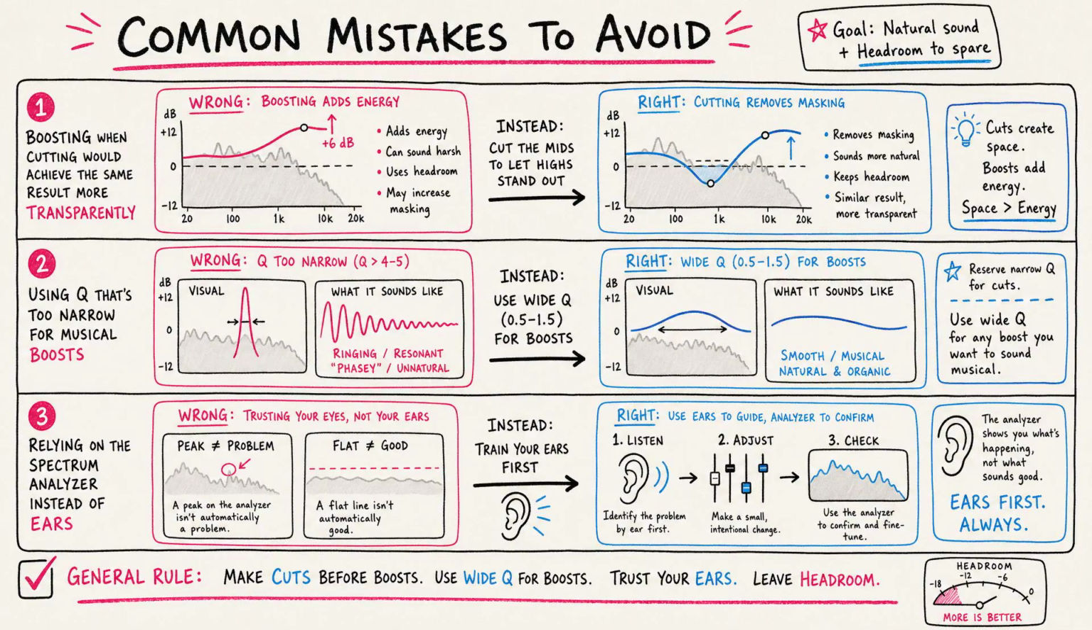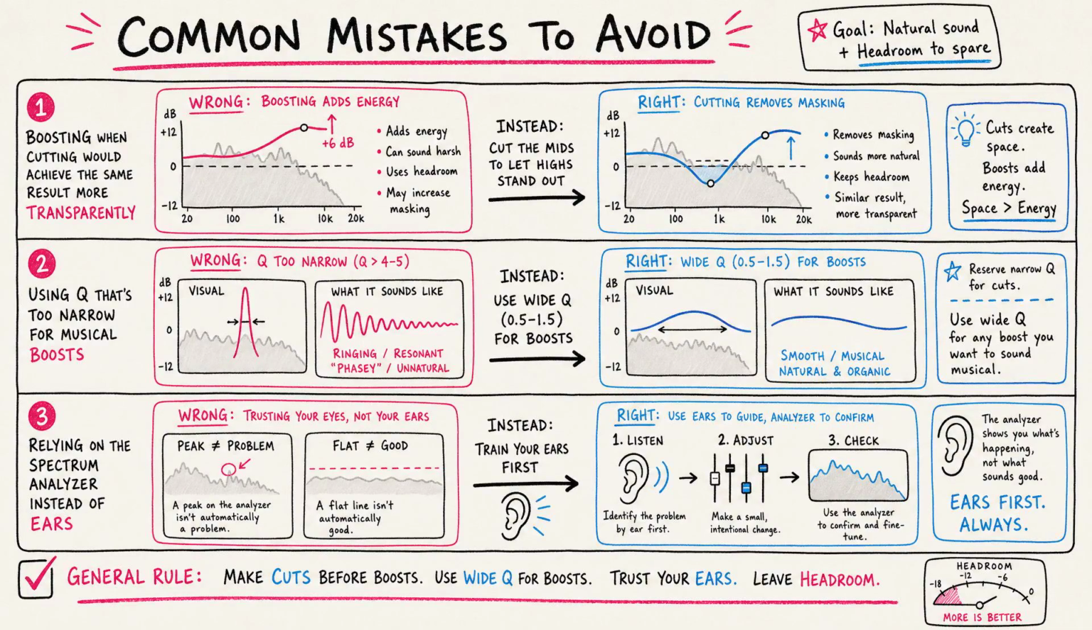Overprocessing, 8 moves when 2 or 3 would suffice. EQ8 offers 8 bands, but that doesn't mean you should use them all. Each band adds phase shift and potential artifacts. If you're using more than 3 to 4 bands on a single source, consider whether you're trying to fix a fundamental problem that EQ can't solve.